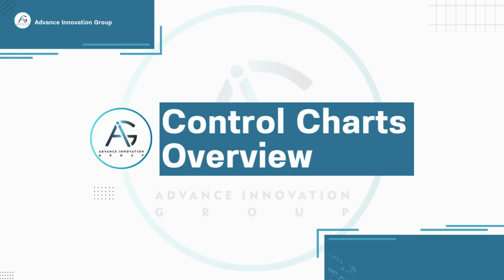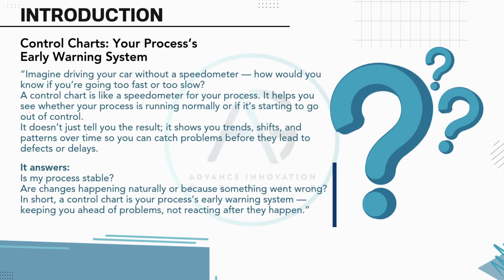Control Charts Overview. Introduction. Control charts, your process's early warning system. Imagine driving your car without a speedometer. How would you know if you're going too fast or too slow? A control chart is like a speedometer for your process. It helps you see whether your process is running normally or if it's starting to go out of control.